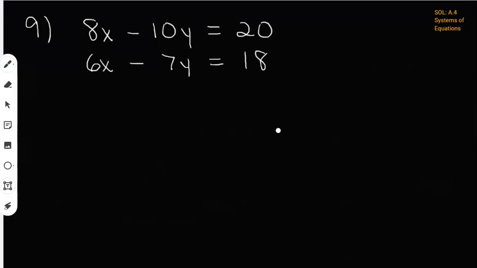So I'm looking at this one, and they're both in standard form, so I'm probably going to do elimination. The x's don't match up, but the y's don't match up either. But what we can do is we can make them match up, right? You can do the x's or the y's. I'm probably going to do the y's. How can I make the y's match up? I've got a 10 and a 7. What can 10 and 7 both become? 10 and 7 can both become 70, right? They can both become 70 if you multiply them by the right number. So that's what we're going to do.